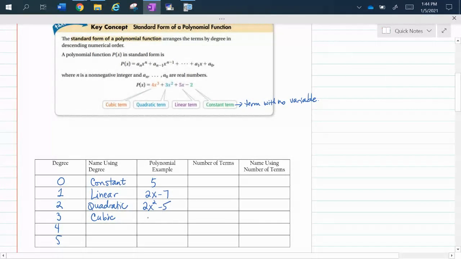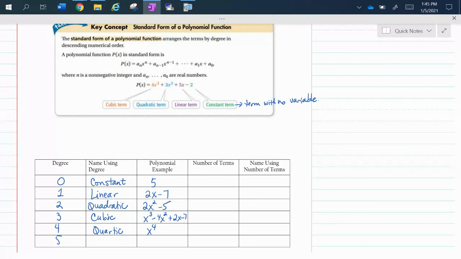And the example would be, let's see, I'll make something up. X cubed minus 4x squared plus 2x minus 7. That's a good example of a cubic polynomial. If the degree is 4, it is called a quartic polynomial. And the example would be anything as long as the highest power is x to the 4th.